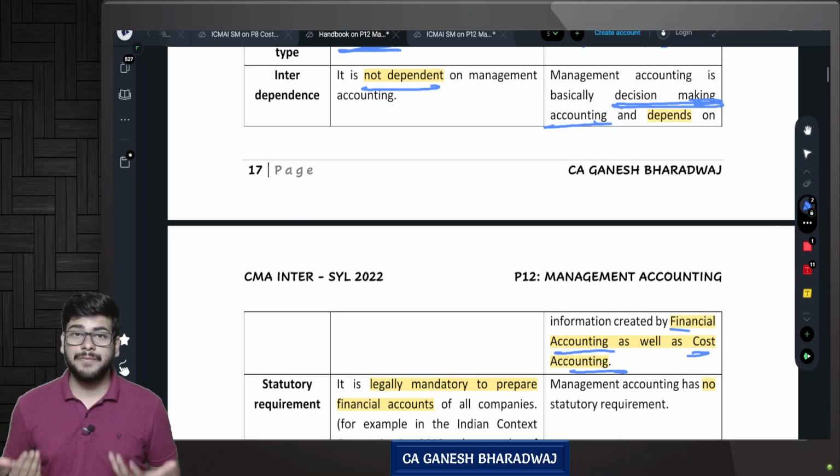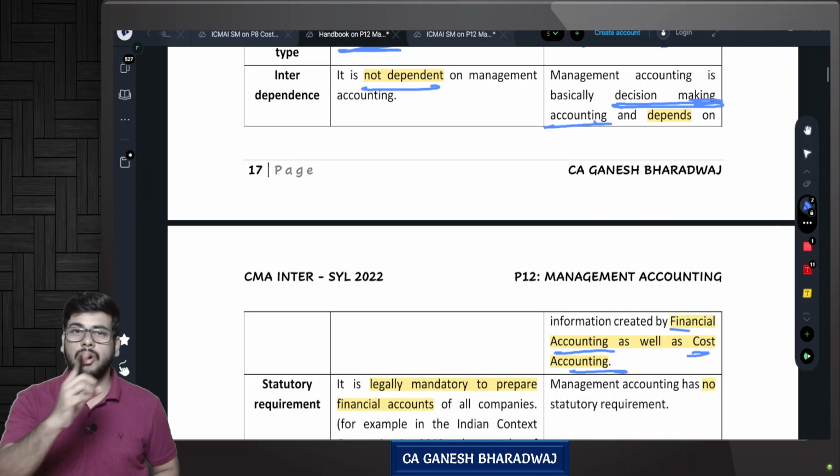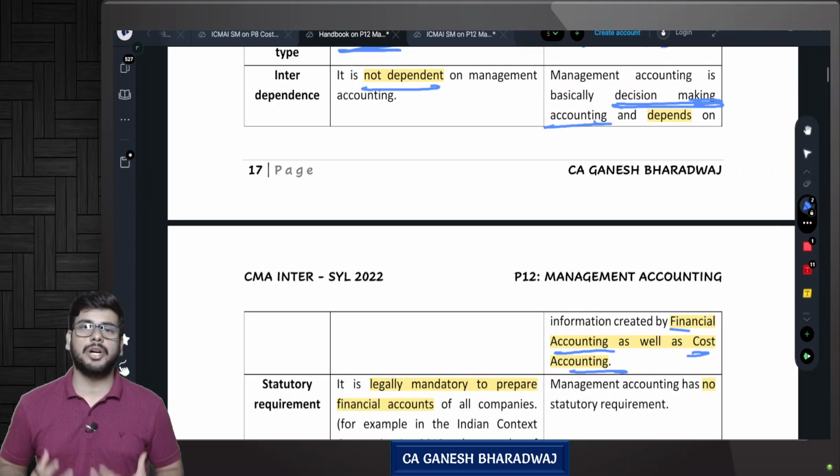No, because every single decision has a financial impact on the business. You can take hundreds and thousands of examples of companies that have fallen because of wrong decisions taken. That's the importance of having a proper management accountant in place.